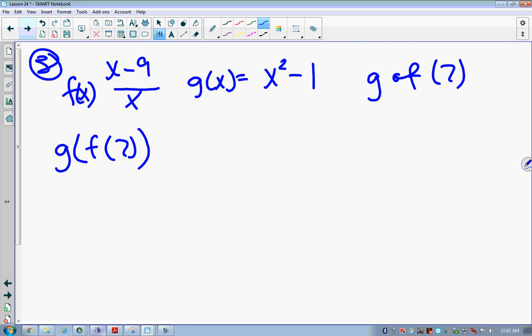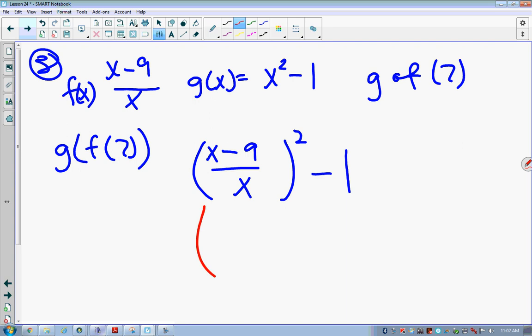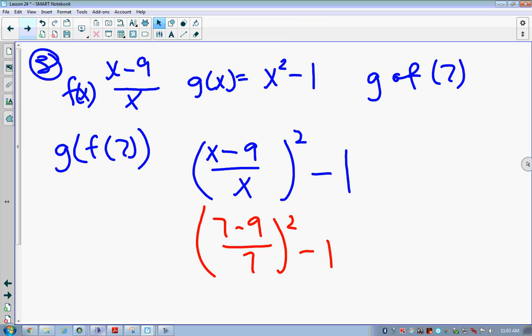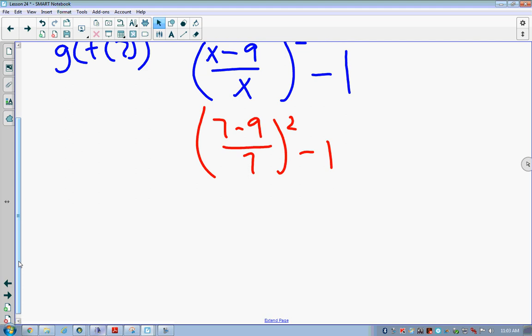So if I'm solving this algebraically, the way that I'm looking at this is, here's my big parentheses, squared minus 1. Now I've got to fit F into it, so I'm doing x minus 9 over x. And because we're actually plugging something in, we're getting 7 minus 9 over 7 squared minus 1. Does that make sense? So when we're plugging something in, we're finding that x, and we're making a big set of parentheses, and we're putting everything inside of it. Okay?